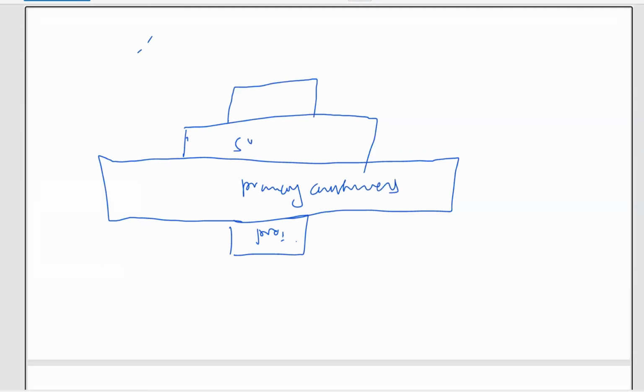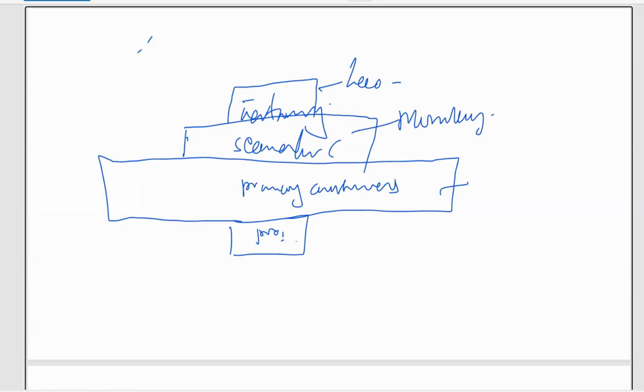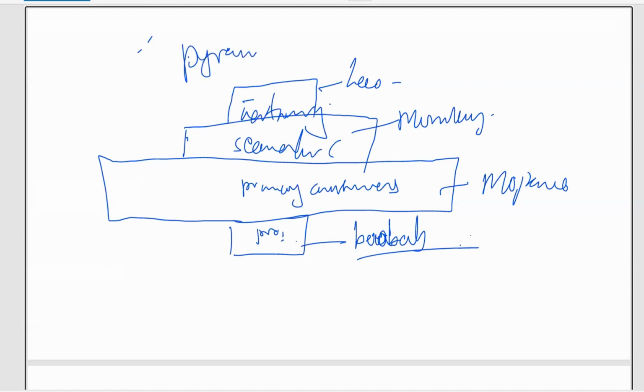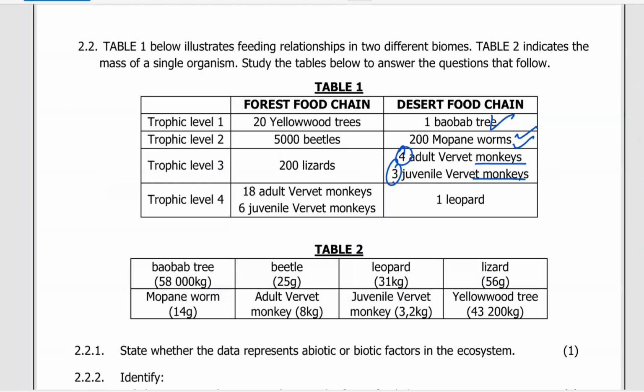this is the secondary consumers, and then these are tertiary consumers. Basically, this is the leopard, and then this is the monkeys, and then this is the mopane ones, and then this is the tree, the bow. Yes. And then here you put pyramid of numbers, so that you're able to get a mark for the title. Something like that. Then you'll be able to get the marks.